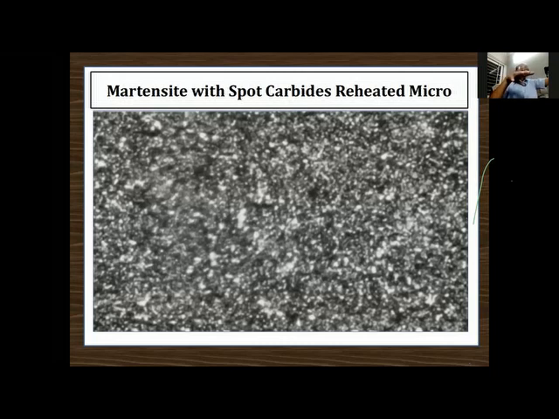This tends to reduce the retained austenite drastically, but it also tends to give you some spot carbides finely distributed in the martensitic background. So this is an acceptable structure and gives you excellent properties of the case. And the finely distributed carbides also add to the wear resistance of the case.